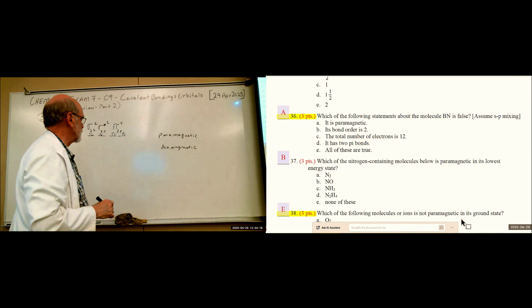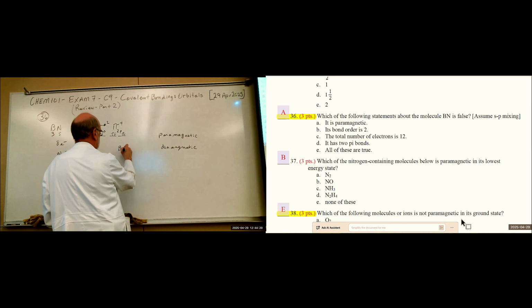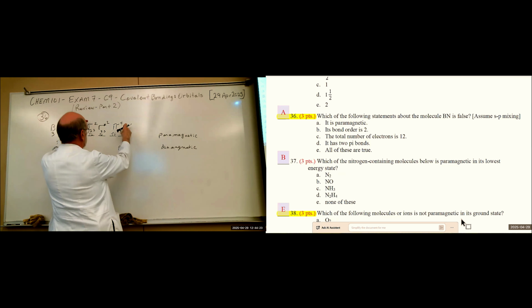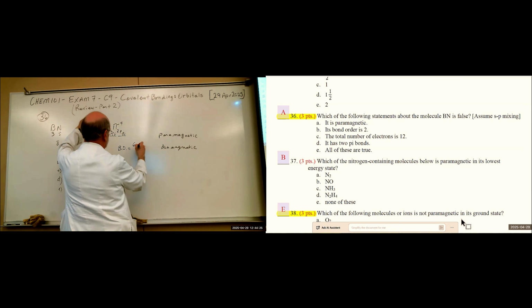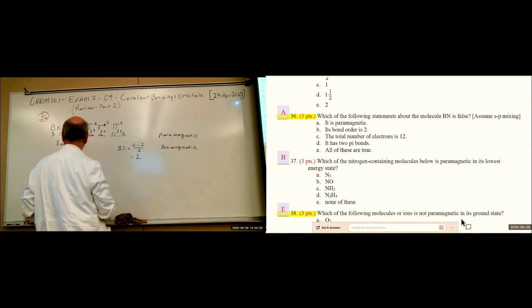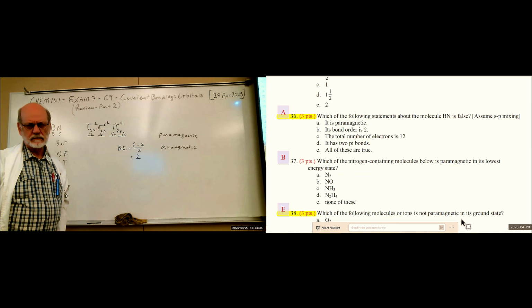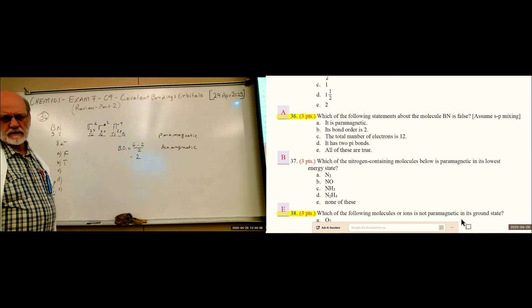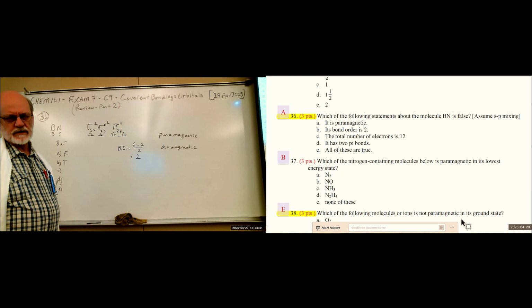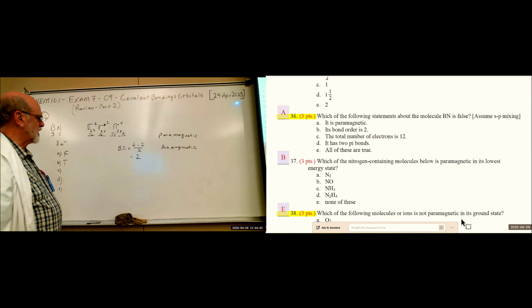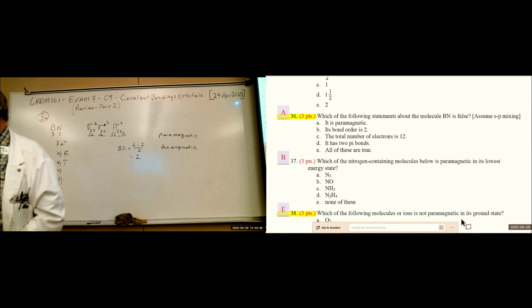Its bond order is 2. All right. Bond order will be calculated as 4 and 2 is 6 minus 2, divided by 2. And that's 4 divided by 2 is 2. That's true. B is true, I think. Wait a minute. Now, why does it say the answer is A? It's paramagnetic. Unless I drew this wrong. It's asking for the false. Oh, which one's false? Oh, okay.